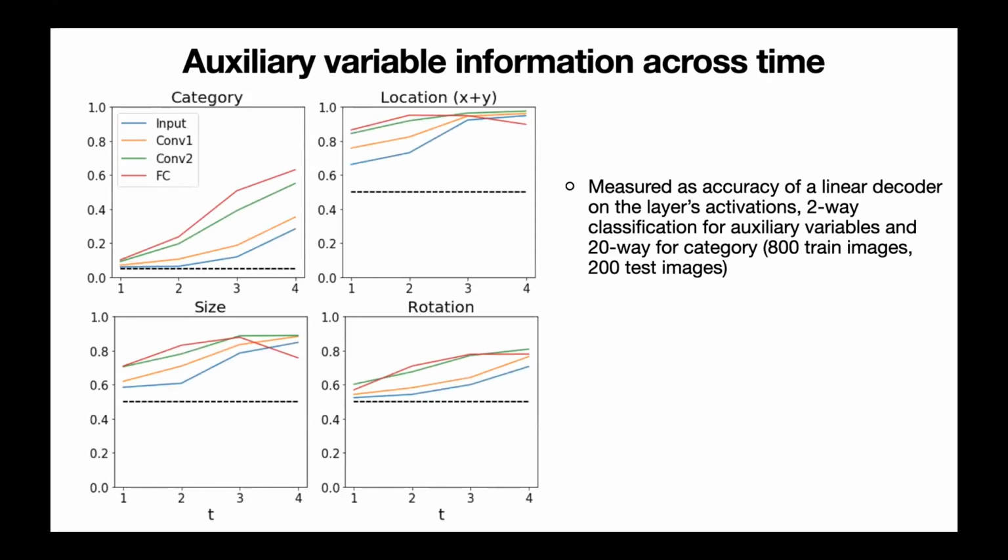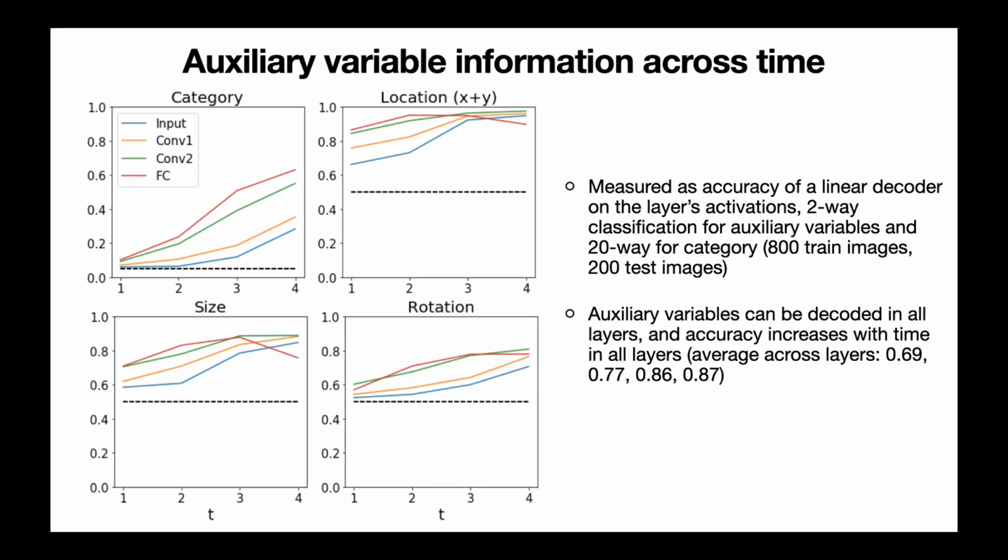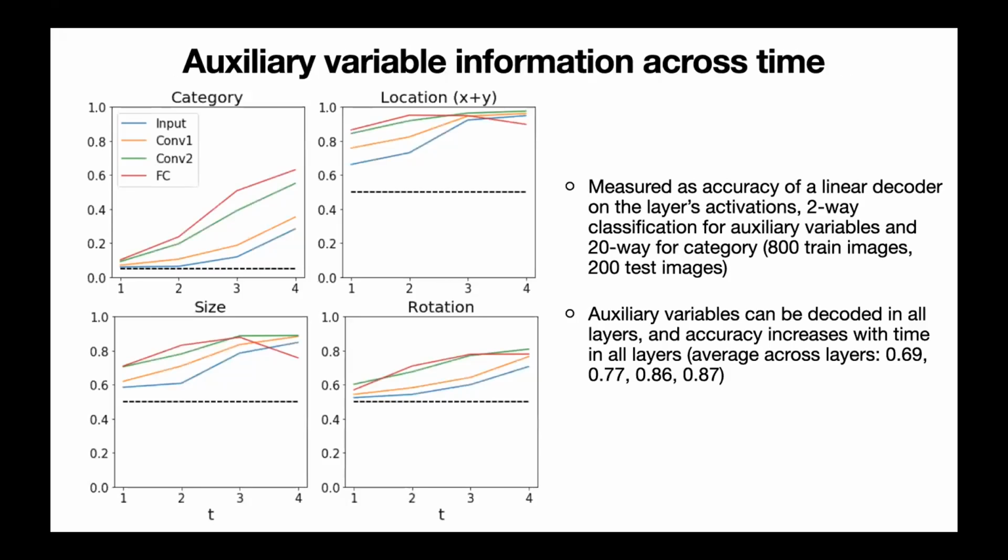So you can see the category and the 3 auxiliary variables, and the 4 layers of the network. You can see that the information about both category and auxiliary variables keeps increasing across time at all layers. This is the average across layers, which, as you can see, is increasing. So this was about the information contained in the layers' activations.